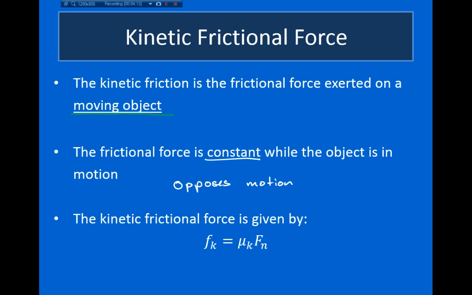Now the frictional force is given by this formula right here. Notice it's almost identical to the maximum static frictional force formula. Okay, so the kinetic frictional force is proportional to the normal force, and the constant of proportionality, this mu here, is called the coefficient of kinetic friction. Okay, so it's the same thing. We use a mu, and now we use a subscript k to denote that we're talking about kinetic friction.